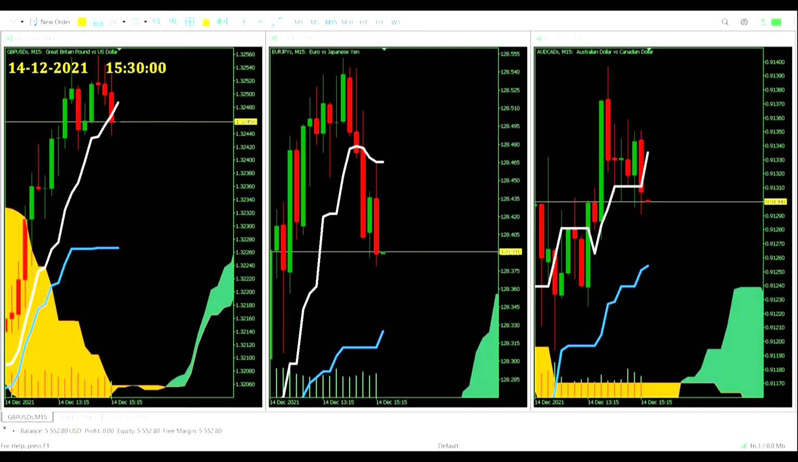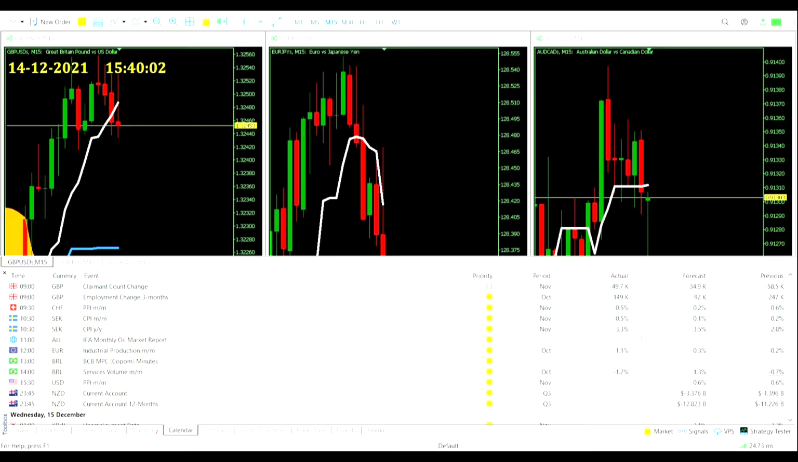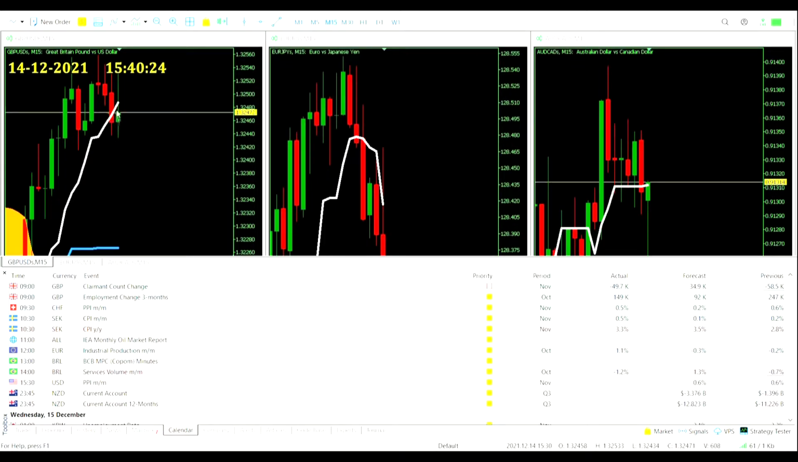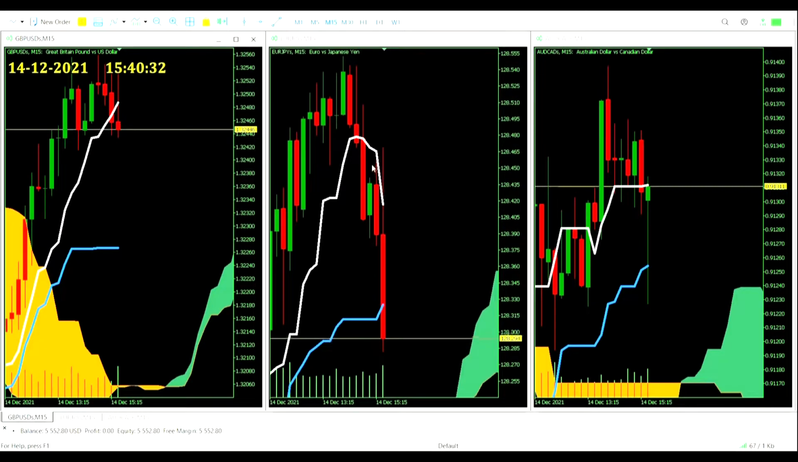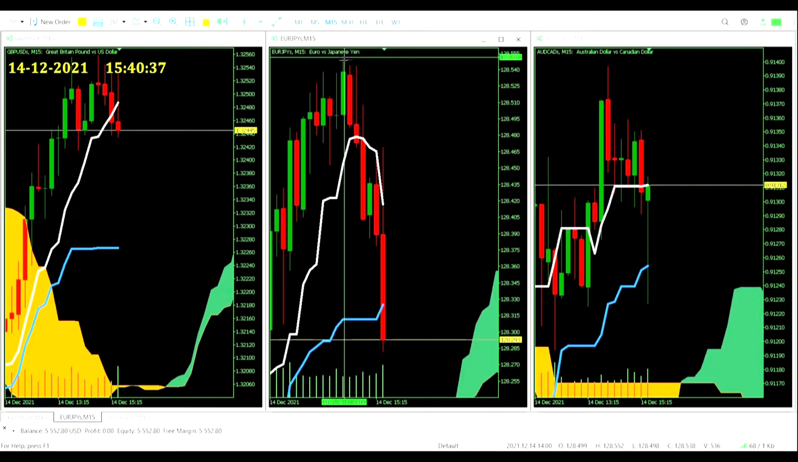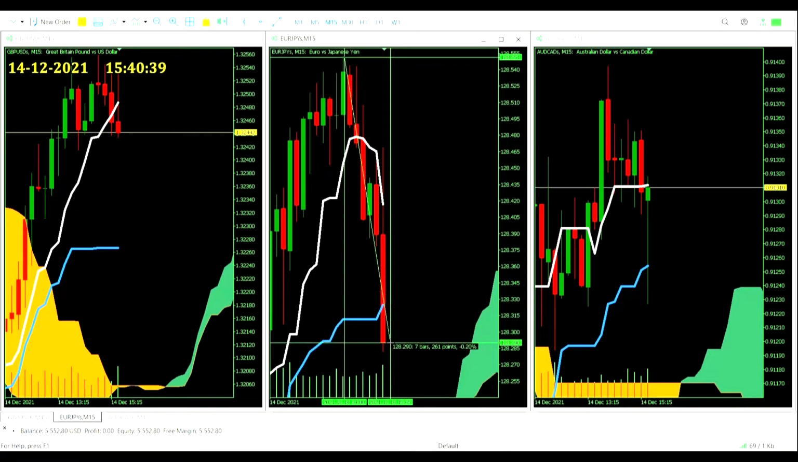Here comes those PPI numbers. Doesn't seem to want to come through on the MetaTrader economic calendar, but I can tell you that the figure is 0.8%. But we're not seeing too much movement on the pound dollar at the moment. It's still ranging. Looks like it wants to come down off these highs, just like the euro yen has. We've seen a big plummet over the last 30 minutes, well over the last hour and a half really. That high up there, and since then that's come back down about 0.2%, 26 pips.